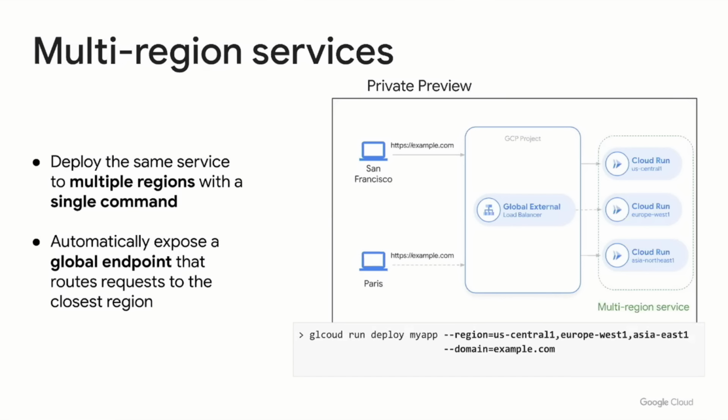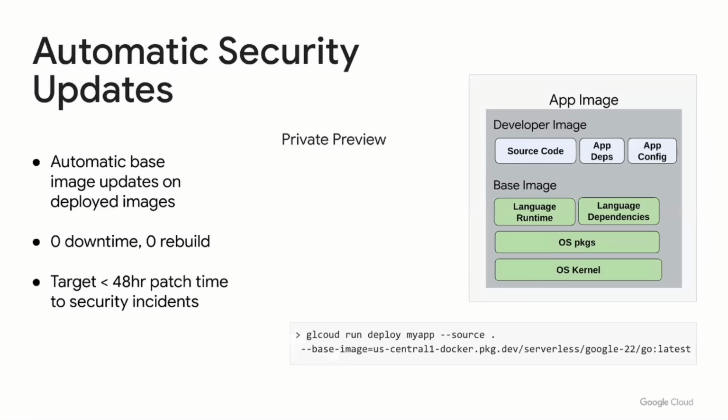Going back to your automatic updates, it said zero downtime, zero rebuild. How is that guaranteed? Is that a guarantee that you're saying there? Yes, we are. How many nines? All the nines. It's still in private preview. When we go to GA, we will give you the number of the SLO for this.